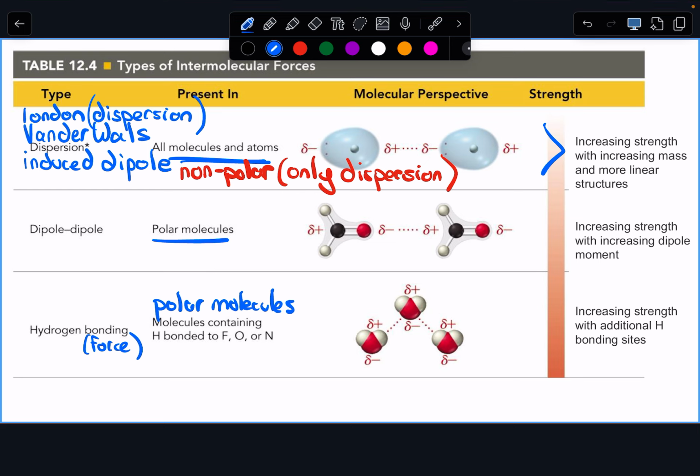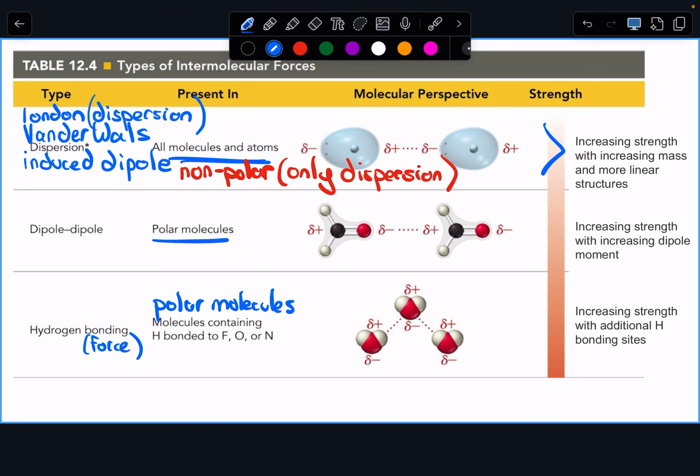The other thing to keep in mind is you're going to have to determine polarity. We'll do a very brief review of that from chapter 11. If you're rusty on it, go back and review it. You're going to need to draw a Lewis structure and determine if the molecule is polar or not to be able to know which group to classify this in.